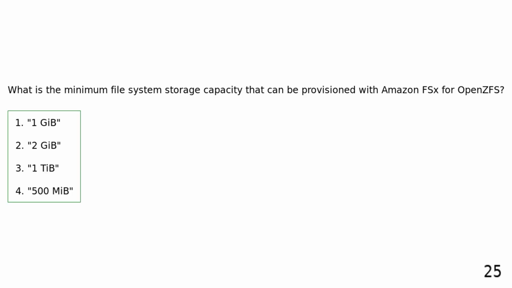What is the minimum file system storage capacity that can be provisioned with Amazon FSx for OpenZFS? 1 GB. 2 GB. 1 TB. 500 MB.